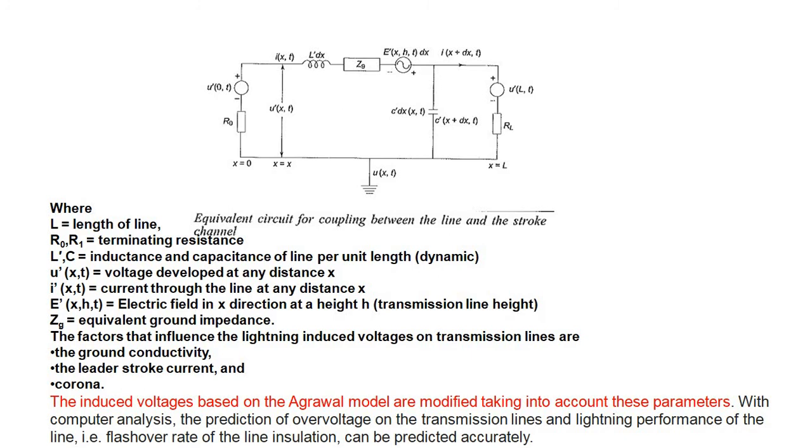The factors that influence the lightning induced voltage on transmission lines are the ground activity, the leader stroke current, and corona. The induced voltage is modeled based on the Agrawal model, taking these parameters into account with computer analysis. The prediction of overvoltages on the transmission line and the lightning performance of the line, that is, the flashover rate on the line insulation, can be predicted accurately.